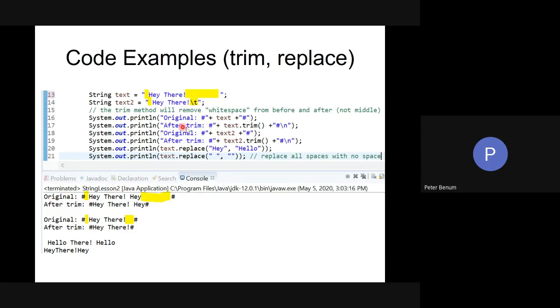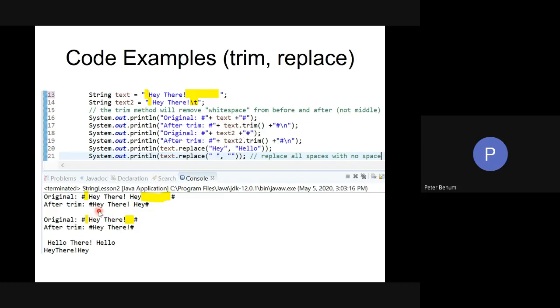Then after the trim, I do text.trim. Since I'm printing it in place, like before with toUpperCase and toLowerCase, it doesn't actually modify what text is. It doesn't take those spaces off the original string called text, but it will do that and print it. The original is still unchanged, but what it prints is the trimmed version, because this method returns a brand new string, and it gets sort of replaced here.